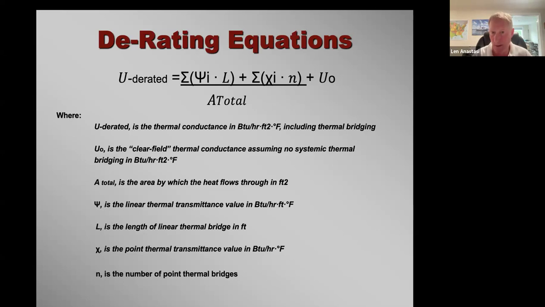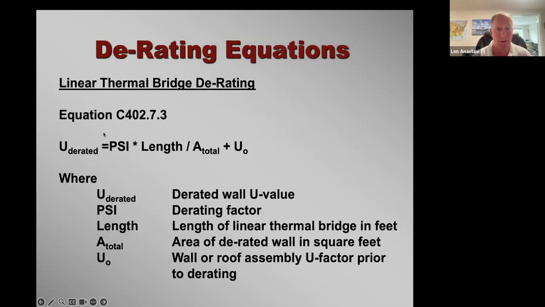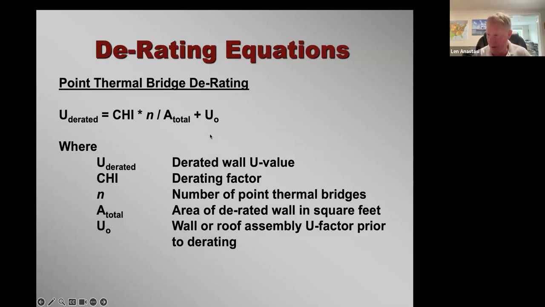So I hope that was pretty simple. I'll break it down a little bit more. For your linear thermal bridge derating, your U derated takes your psi value times the length divided by the total area of opaque wall, and add that to your U value of your opaque wall, and you get your derated U value. If you want to look at the point thermal bridges, which are your chi values, you take that times the number, again divided by the total wall area, plus your U opaque, and you come up with the actual derated value of your insulation.